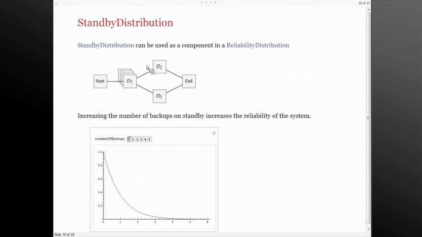So extending that picture I showed a little bit before, we still have D1, D2, D3, but now I'm allowing for backups for D1. So now as long as any one of these D1s kicks in and works, I'll make it to the choice of D2 or D3. And this manipulate is showing what the reliability function looks like for this system if I have different numbers of backups. If I don't have any backups, the reliability is low, and as I increase the number of backups, the reliability of the entire system increases.